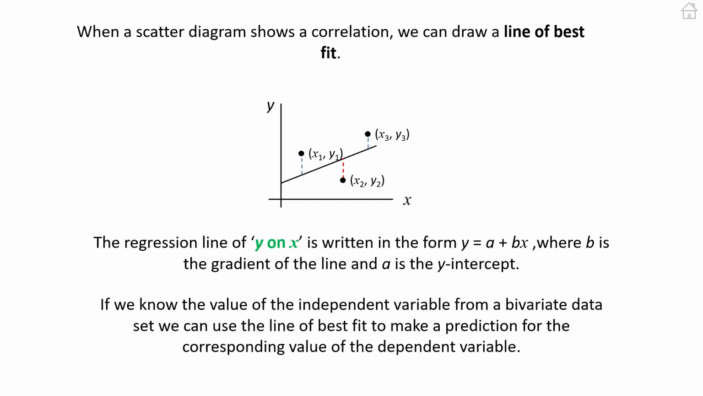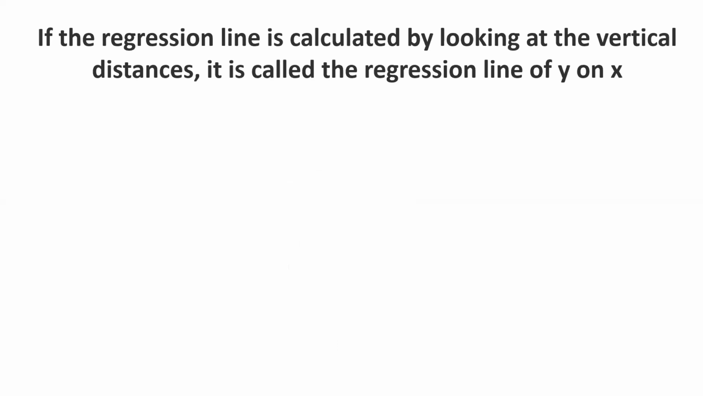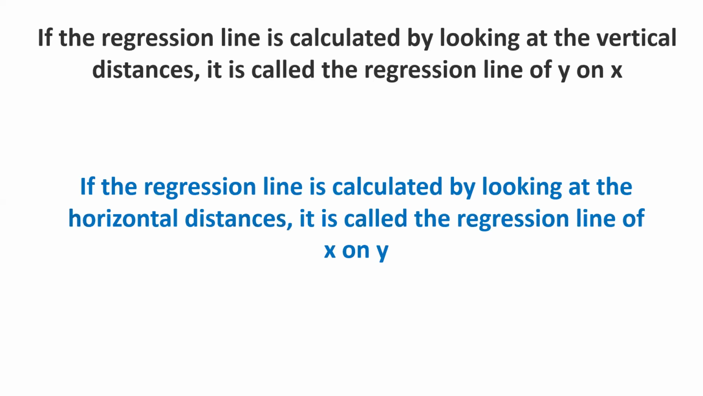If we know the value of the independent variable from bivariate data, the best fit line can be used to read any missing value. Now, a regression line is basically a line of best fit. It can be drawn by different methods, and we will follow only one method. We have two types of regression line. One is called y on x, and the second is called x on y.